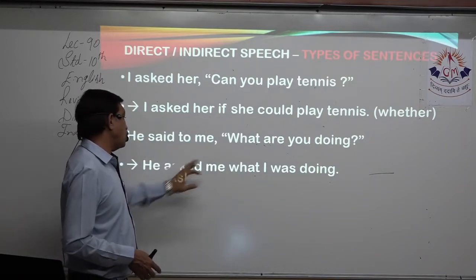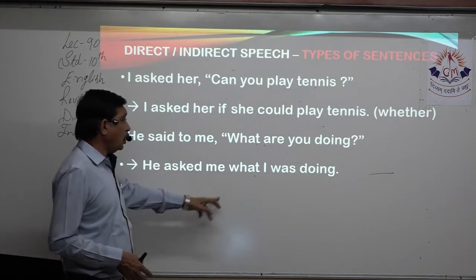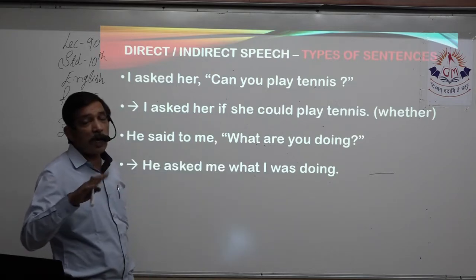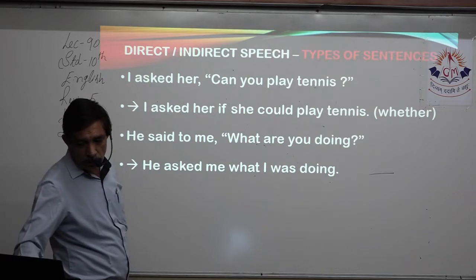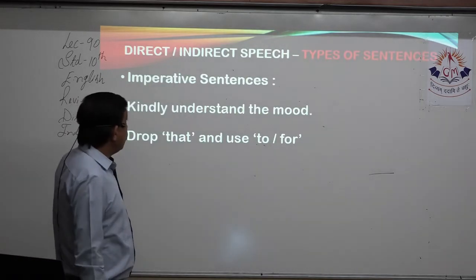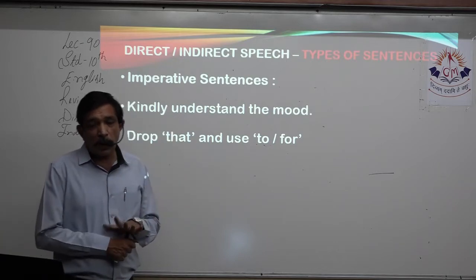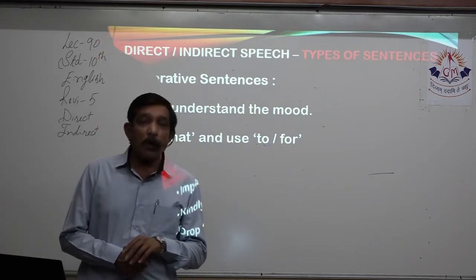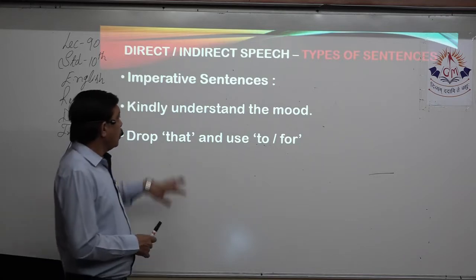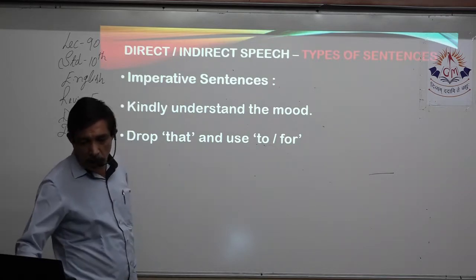She said to me. So here it will be she asked me. What are you doing? What was I doing? Imperative sentences, kindly understand the mood. Where there are imperative, drop that and use to or for. Yes. Now, this is a rule, right? So we have to stick to it.